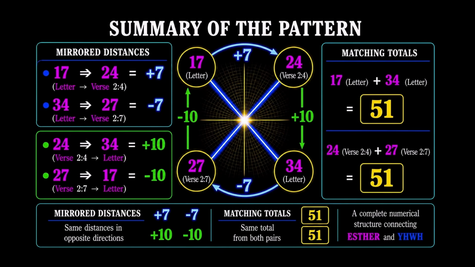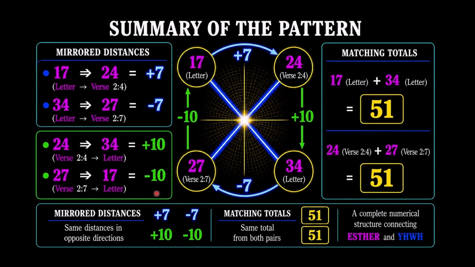Here we see the breakdown of the matching totals of 51 that I showed on the previous slide. Notice the mirrored movements between the letter positions and the verses where Esther and God's name first appear. 17 to 24 is plus 7, and 34 to 27 is minus 7. And 24 to 34 is plus 10, and 27 to 17 is minus 10. The pattern mirrors itself in both directions, plus 7 and plus 10 and minus 10.